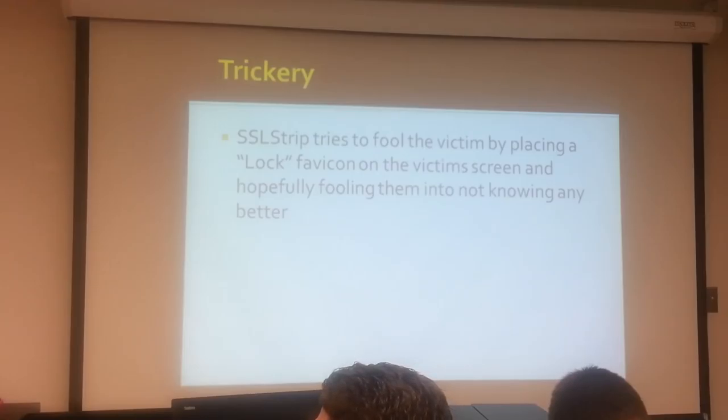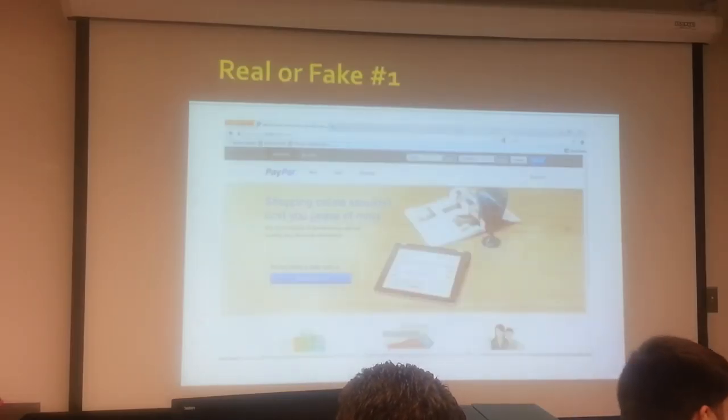What it does is it fools the victim through some trickery by placing a little lock icon, a little favicon, up at the top there to kind of get people to not even notice that they're connected in an unsecure manner. For instance, is this real or fake?